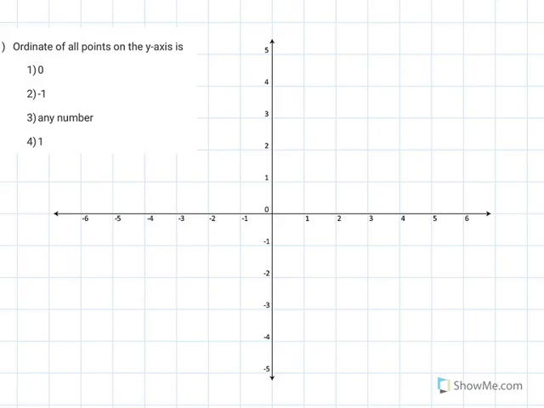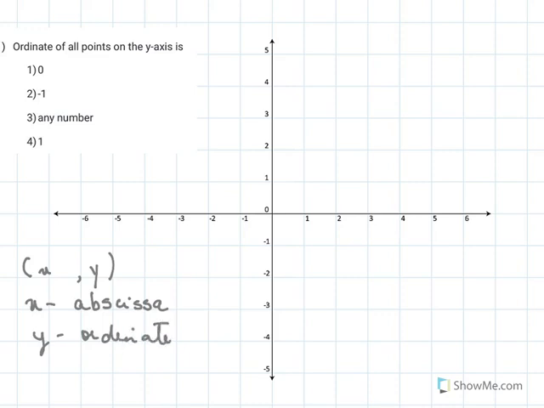Ordinate of all points on the y-axis is? Now, ordinate means the y-coordinate. Every point has got two coordinates, the x and the y. Remember, the x is also called the abscissa, and the y-coordinate is also called the ordinate. This is something you need to remember.